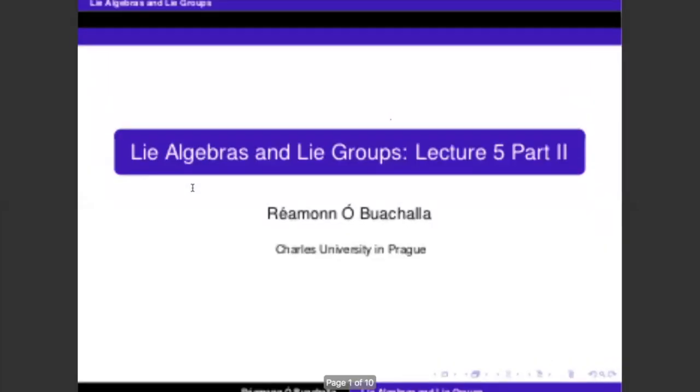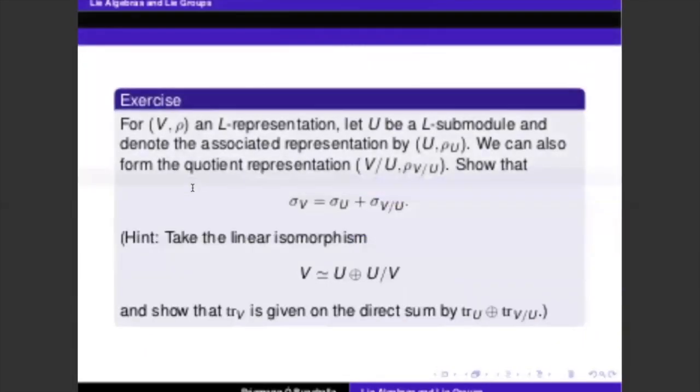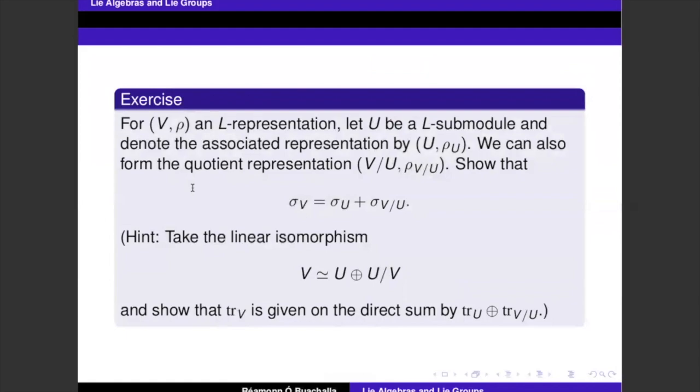Okay, everybody, and welcome to the second part of Lecture 5. So let's begin by recalling what we did at the end of Part 1. I gave you this exercise where you had a representation, V, rho, a representation of a Lie algebra L, and we had a submodule U. It's just going to be a subspace of V such that when you act upon it by any element of L, or rho of any element of L, to be more precise, you ended up back inside of U. And then we denoted the restricted representation like this, U, or I guess the pair to be precise.